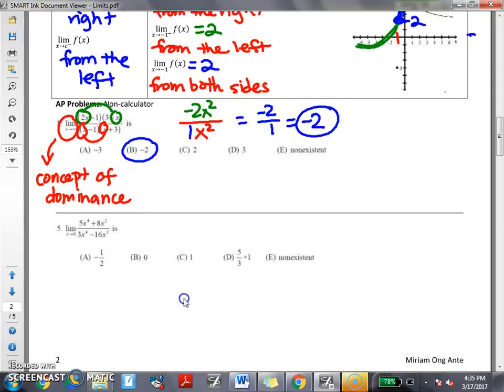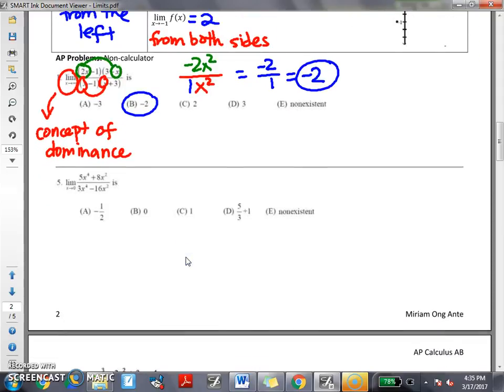Next one, limit as x approaches 0. So the first thing I'm going to think about, can I do substitution? Yes, you can, but then you're going to get a 0 over 0. We do not like 0 over 0, so we have a few options here. We can either factor and cancel, or we can use L'Hopital's rule. I'm going to go with L'Hopital's rule.